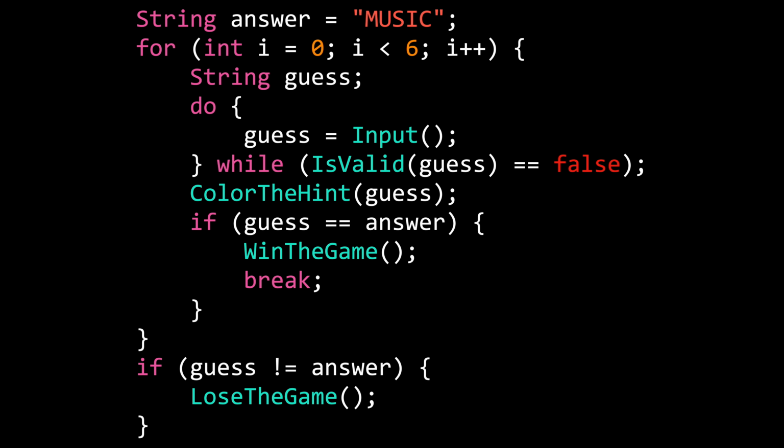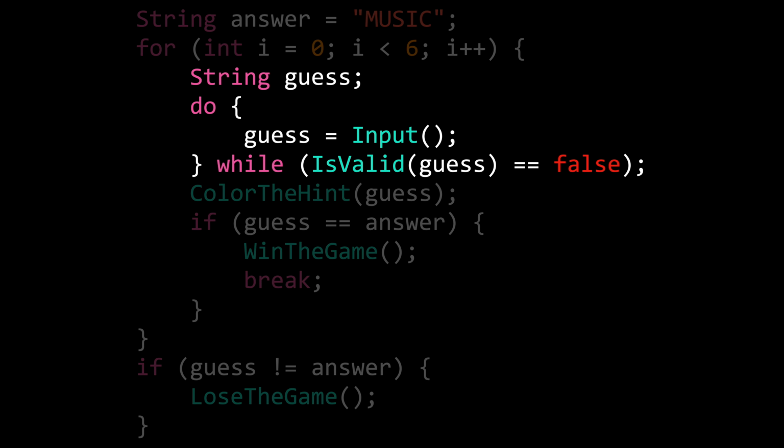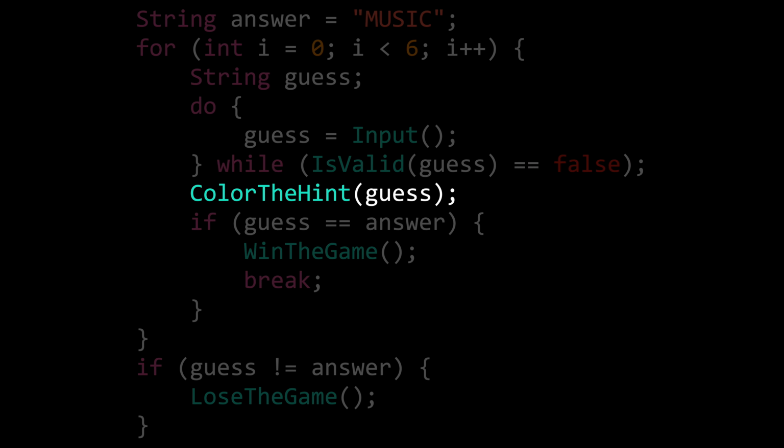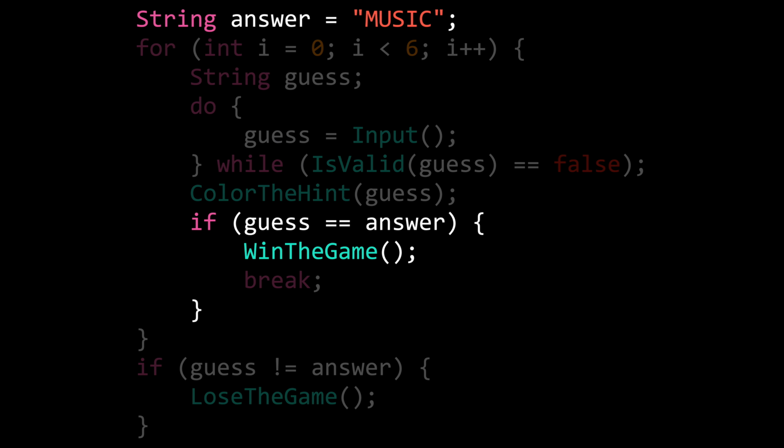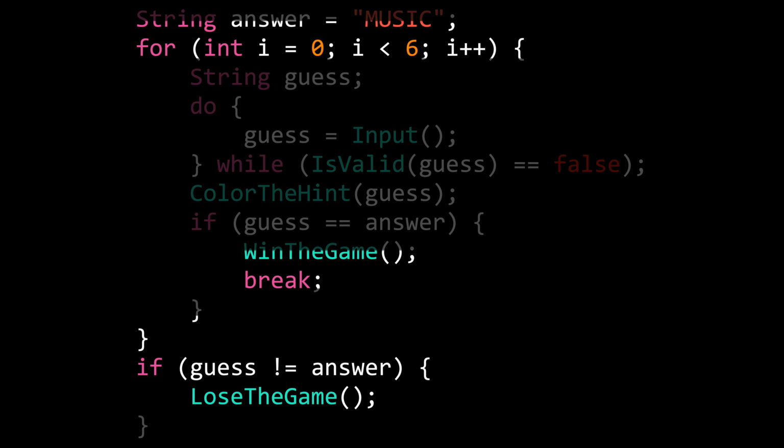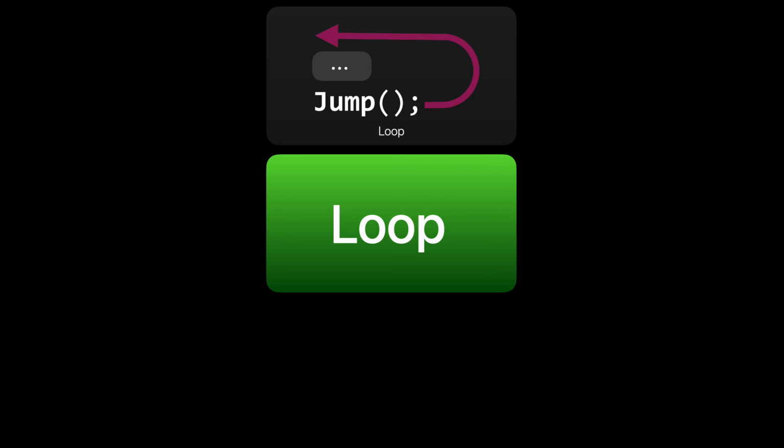The code seems a bit long, but it follows clear logic. We use the do while loop to get a valid guess, using a single function to color the hint, use an equal to function to check the win condition, and a for loop to check the lose condition. And now we unlock the logic of loops, allowing us to repeat a block of code multiple times.